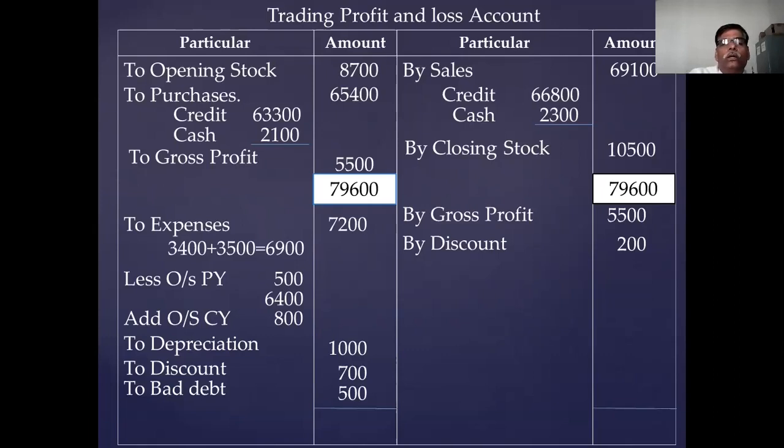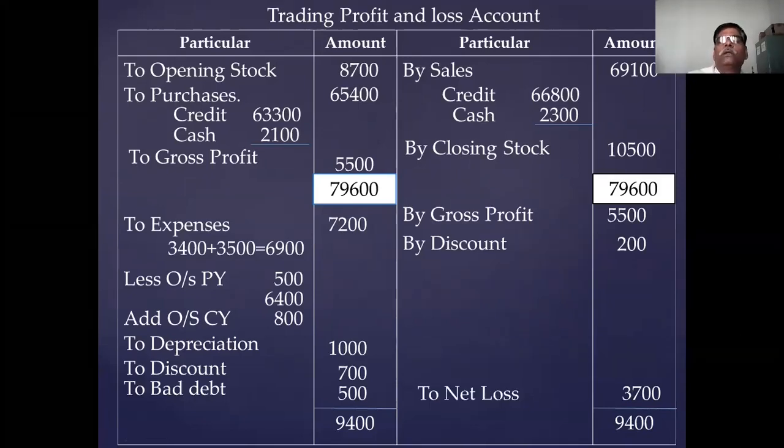So we take the total. Here debit side is more. You take the debit side total 9,400. So difference is 3,700. This difference represents net loss. It is net loss. This is net loss.